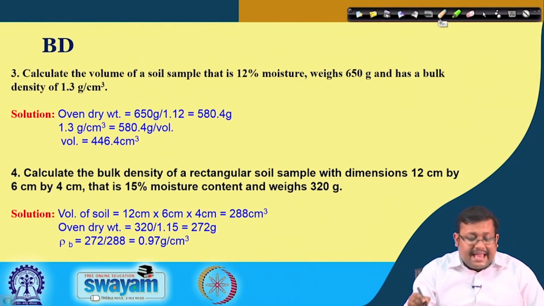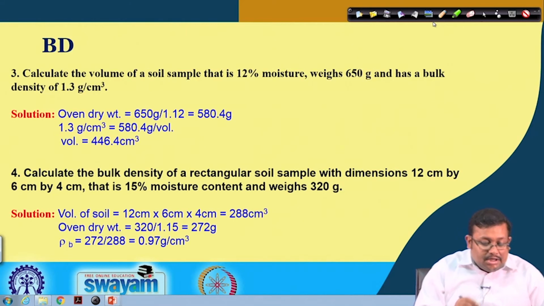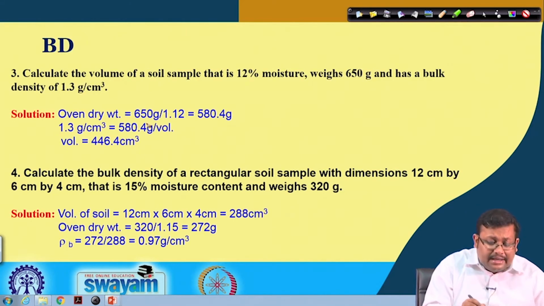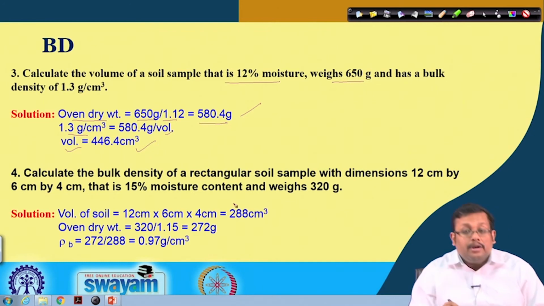The third problem says: calculate the volume of a soil sample that is 12% moisture, weighs 650 gram and has a bulk density of 1.3 gram per cc. Here the moist weight is given, that is 650 grams, and it contains 12% moisture. So, obviously, the oven dry weight will be 650 over 1.12. So, it is 580.4 grams. We know that bulk density equals oven dry weight over the volume. So, from this we can calculate the volume, which is 446.4 cubic centimeter.